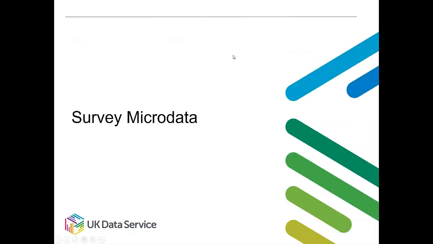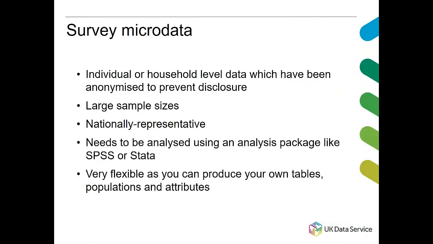Okay, so let's have a look at survey microdata to start with. Now, this can be at the individual level or household level, depending on the survey, but all of the data will have been anonymised to prevent disclosure. And what we mean is that the people in that survey can't be identified from that information. These are generally very large sample sizes.